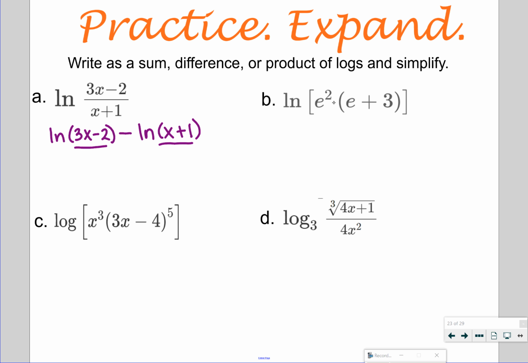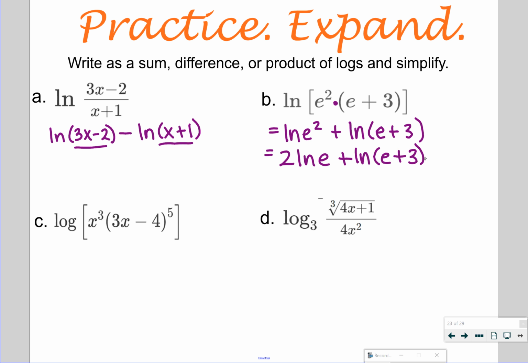All right, in the next one, I have multiplication here between the e squared and the e plus 3. All right, so let's see here. I've got natural log of e squared plus natural log of (e plus 3). I have a 2 I can bring down in front. 2 natural log e plus natural log of (e plus 3). And actually, this one can be simplified a little bit further. So I want you to remember that natural log is a log base e. Okay? I'm going to keep this one the same.